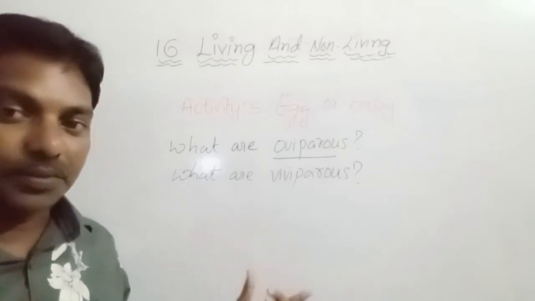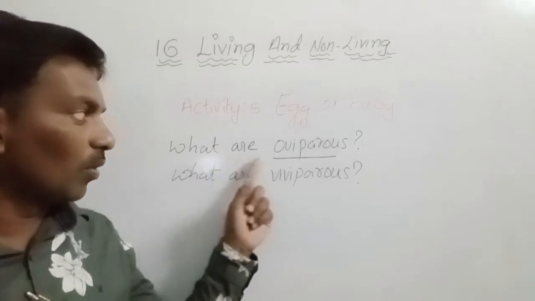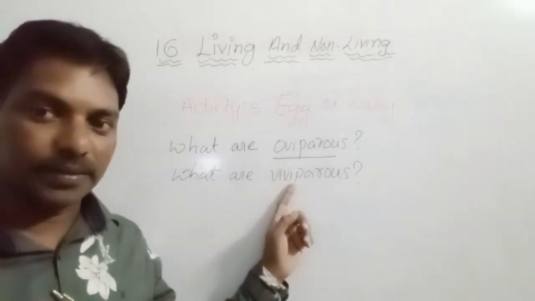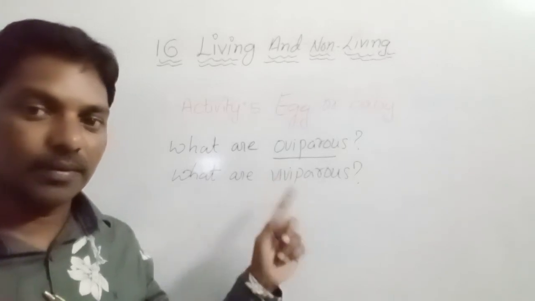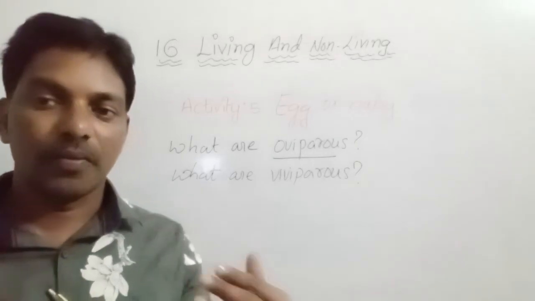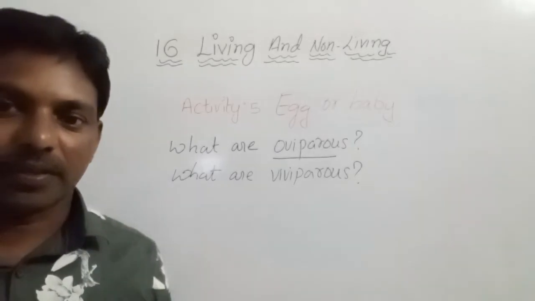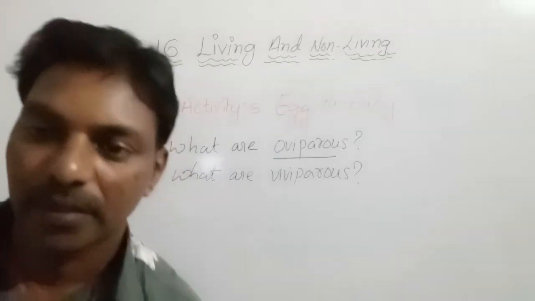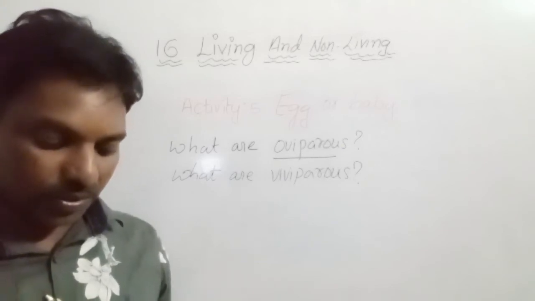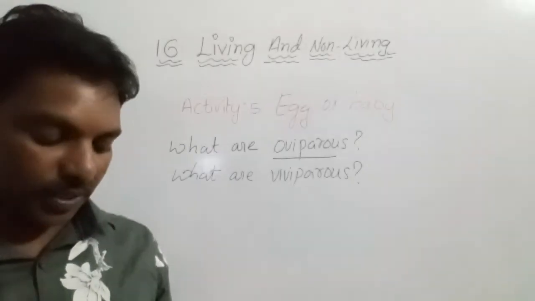I think you understood, students. Here I gave you two questions: what are oviparas, and what are viviparas? You can read this activity thoroughly. You can write these two questions in your textbook, and the answers are also there in your textbook. Once you see the page number given in our textbook, just go through those answers. Let me read what is given in our textbook.